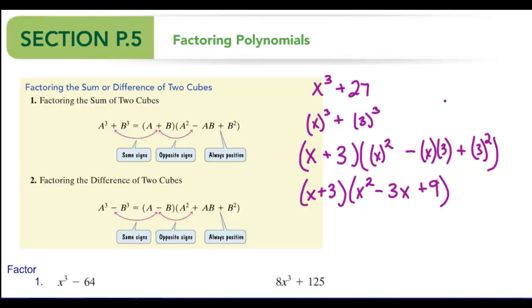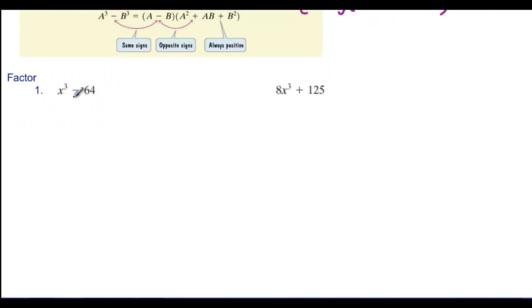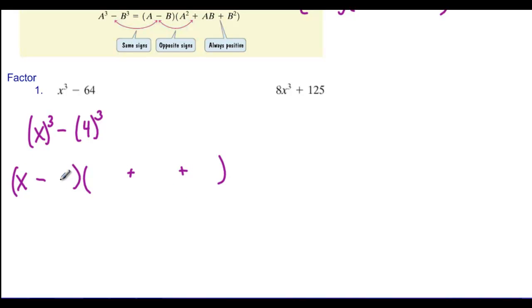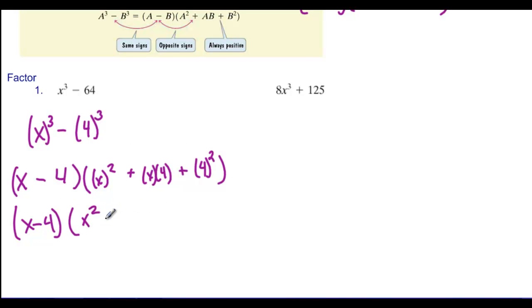So let's look at another example right quick. So with the x cubed minus 64, so this is obviously the x cubed minus, and then 4 cubed will give us 64. So we have a short set of parentheses, a longer set of parentheses. We're going to use same sign, opposite sign, plus sign. 1 of the first, 1 of the second, 2 of the first, 1 of each, and 2 of the second. And when we go through and simplify this, we're going to have x minus 4 times x squared plus 4x plus 16.